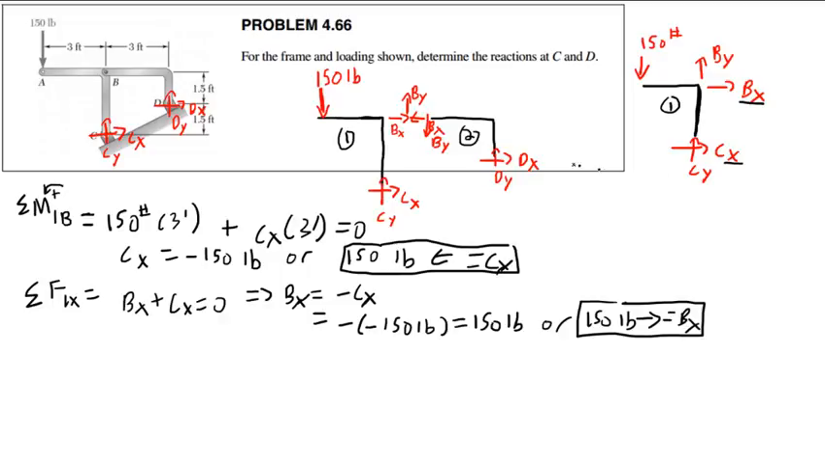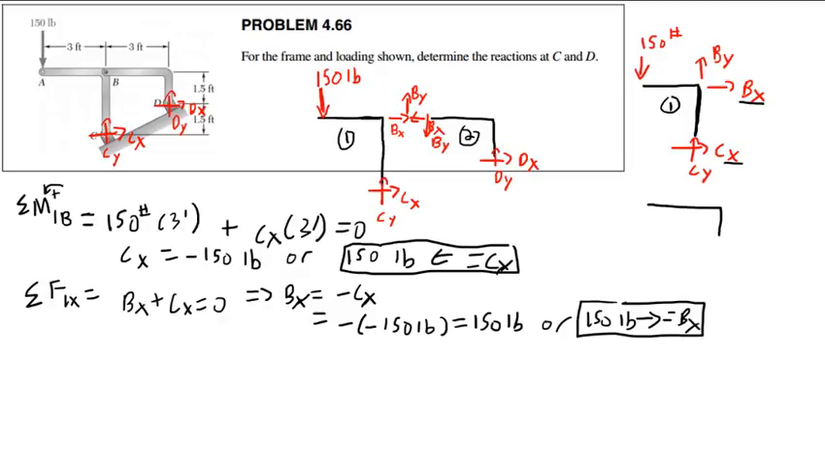So, object 2, let me redraw that one. BX and CX are a couple then? Let's see, are BX and CX a couple? Well, yeah, they would be a couple, if you want to interpret it that way, but it's complicated by the fact that we have this 150-pound force here, so maybe, depending.